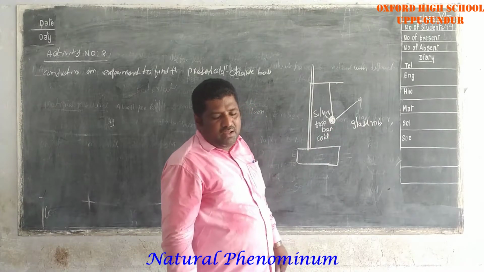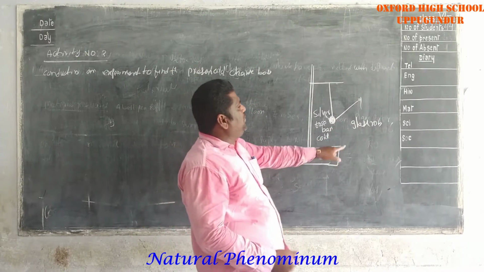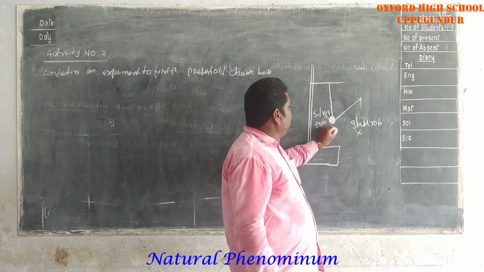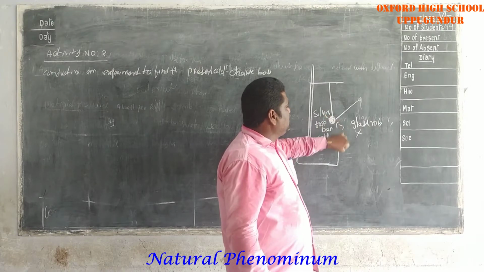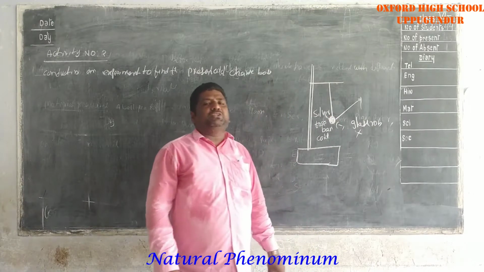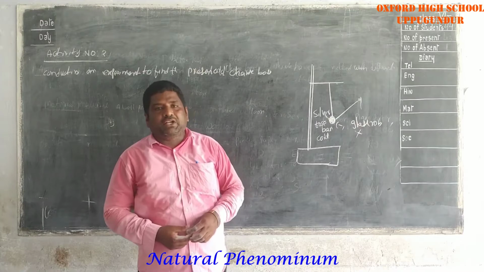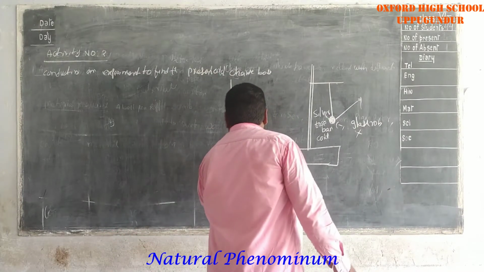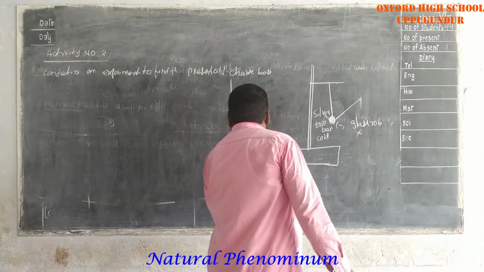Immediately attracted to the glass rod, because the glass rod has a positive charge and the thermocol ball has a negative charge. So these two objects immediately get an attractive force and attract each other. Next I will do the same experiment.